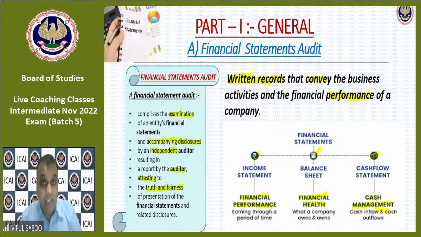If you remember, we did control deficiency, significant deficiency, and material weakness, material misstatement. Misstatement is different and material misstatement is different. Material misstatement is more grievous. So the financial statements are free from material misstatement, truth and fairness of presentation of the financial statements and related disclosures. So this is what a financial statements audit is as done by the auditor.